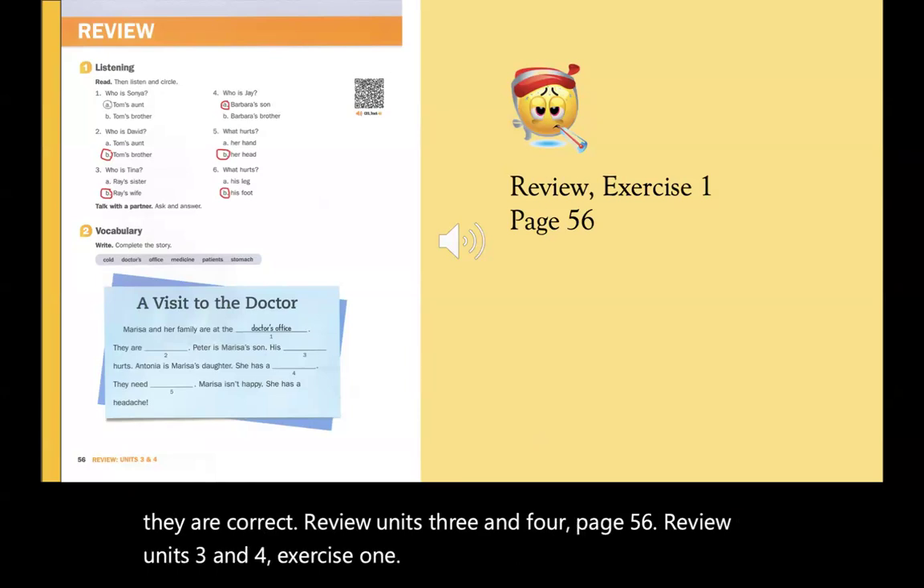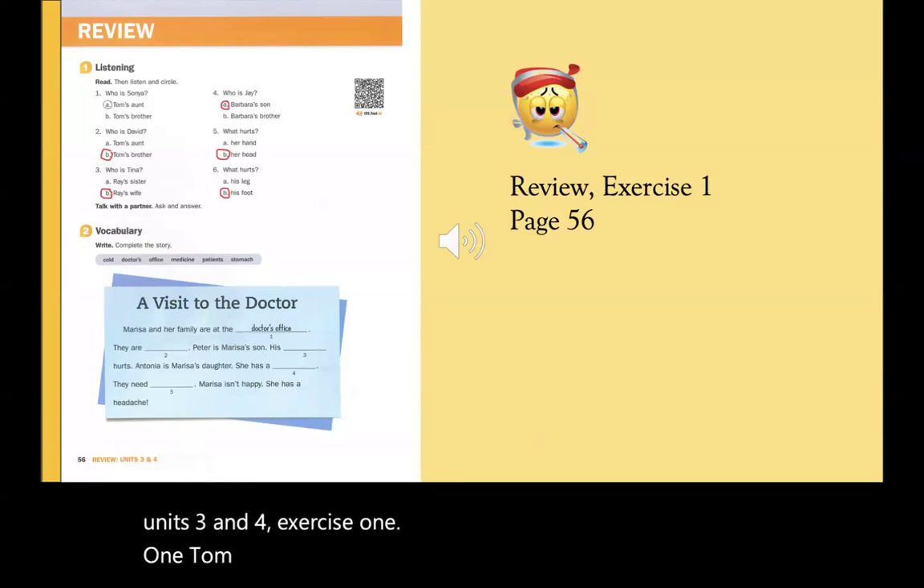1, Tom, who is Sonia? My aunt. 2, Tom, do you have a brother? Yes, I do. His name is David. 3, Ray, do you have a wife? Yes, I do. Her name is Tina.